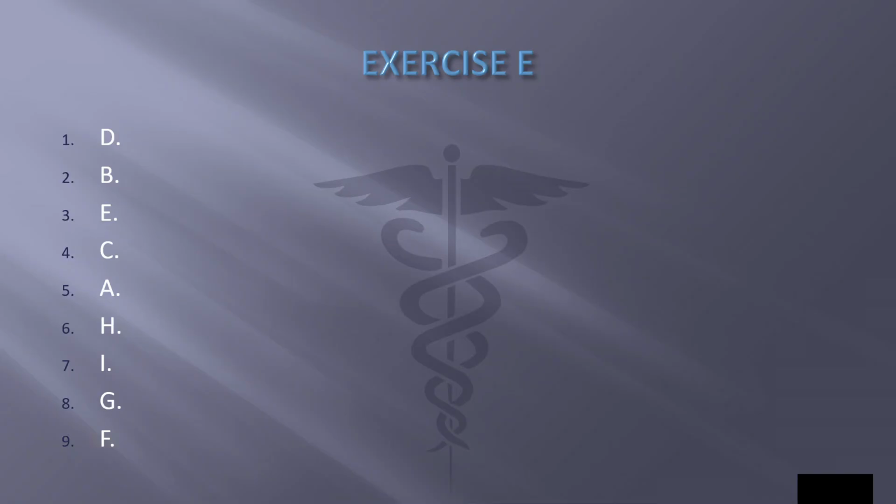7, stereotactic radiosurgery, is letter I, non-surgical type of radiation therapy used to treat abnormalities and small tumors of the brain, also called CyberKnife. Number 8, CT scan, is letter G, cross-sectional X-ray images of the brain and spinal cord. And number 9, TENS, is letter F, a battery-powered device delivers stimulation to nerves to relieve acute and chronic pain.